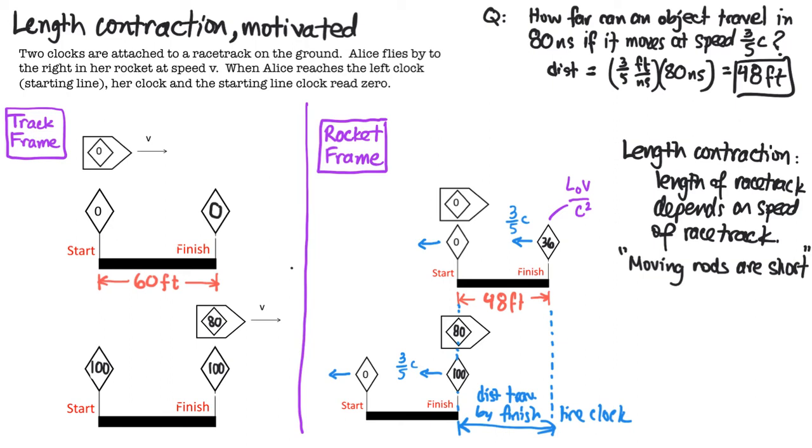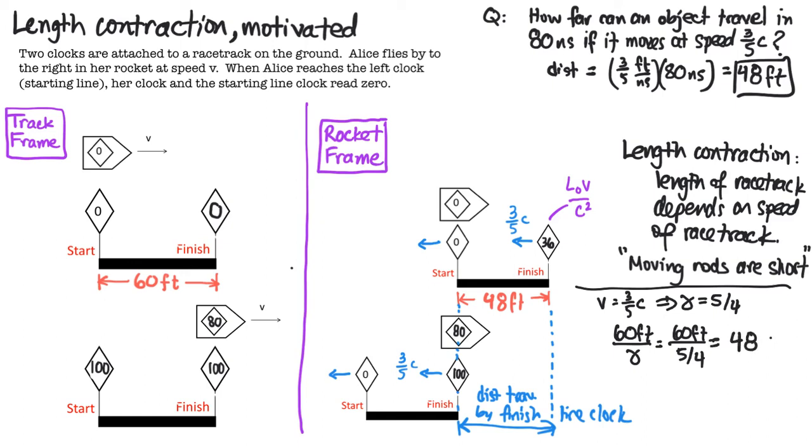Now I want you to notice an interesting numerical fact. We have two different lengths for the racetrack, 60 feet when it's at rest, 48 feet when it's moving, and specifically when it's moving at 3/5 c. So I want you to remember something, which is for v of 3/5 c, we know that gamma is 5/4. And look at this. If I take 60 feet and divide it by gamma, that's 60 feet over 5/4. 60 over 5 is 12. 12 times 4 is 48 feet.